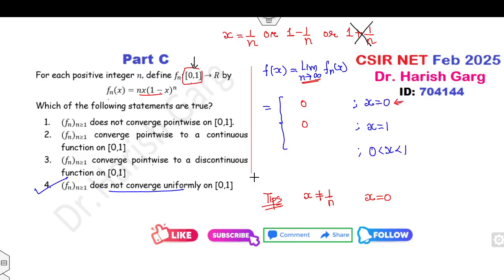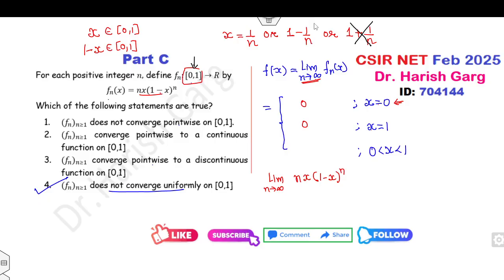Now, this is the only case for the uniform convergence. So how can you find the limit as n approaches infinity of n x into 1 minus x raised to power n? You can see whenever x lies between 0 and 1, 1 minus x also lies between 0 and 1, and as n approaches infinity, this is my infinity, this is my 0. So that is an undetermined form.